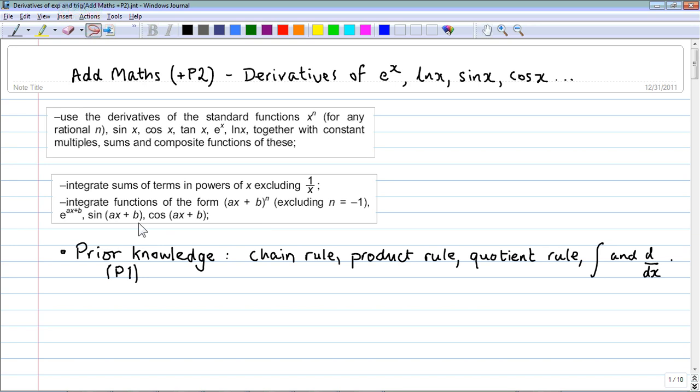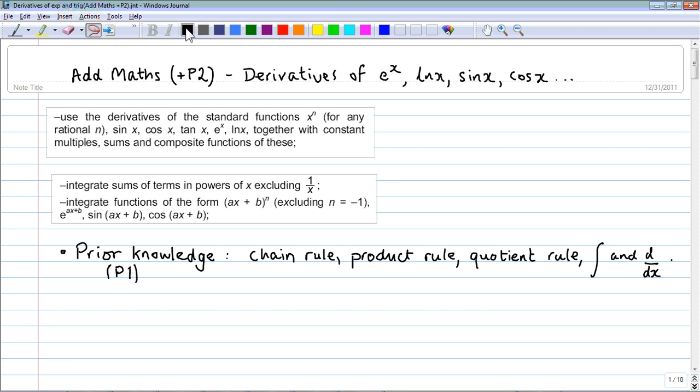So welcome to the next part of the video on additional maths. This section is going to look at the derivatives of functions that we've looked at before: exponential, logarithmic functions, and trigonometric functions, sin x, cos x, tan x, and so on.